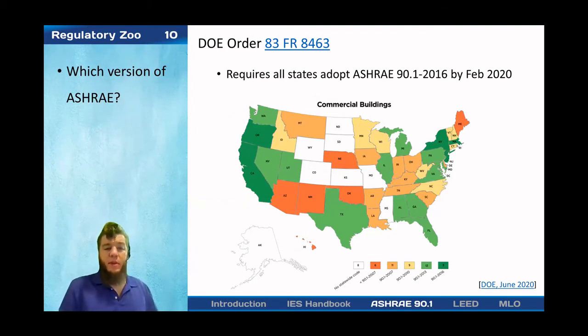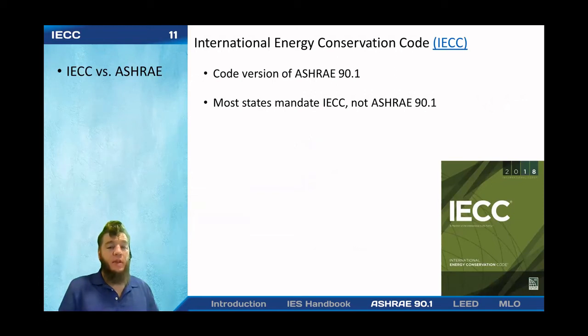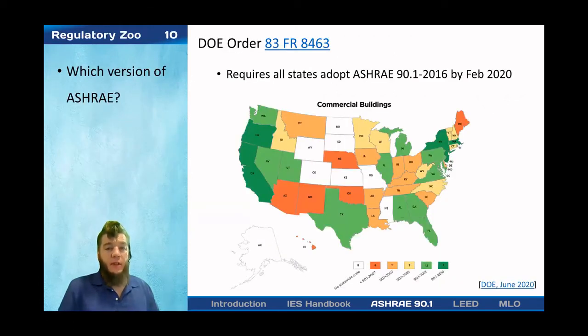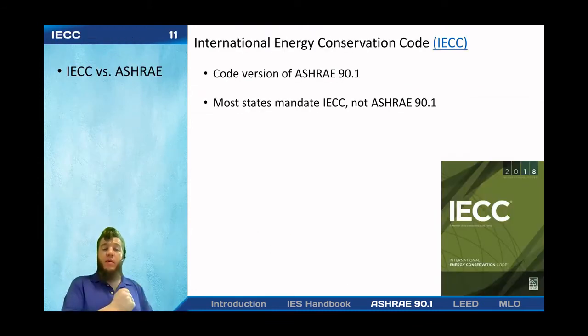So this map is probably not where we want to be, because we're going to want to dig into that in a little more depth. So let me bring us back to the IECC first. The reason why we want to start here is because this is the code version of ASHRAE 90.1. And in fact, most states in their regulations are going to mandate IECC, not ASHRAE 90.1. Cool. So why are we talking about ASHRAE 90.1 then?